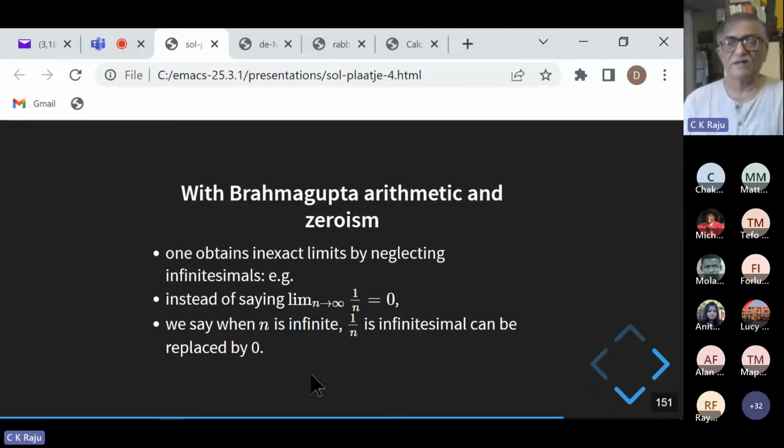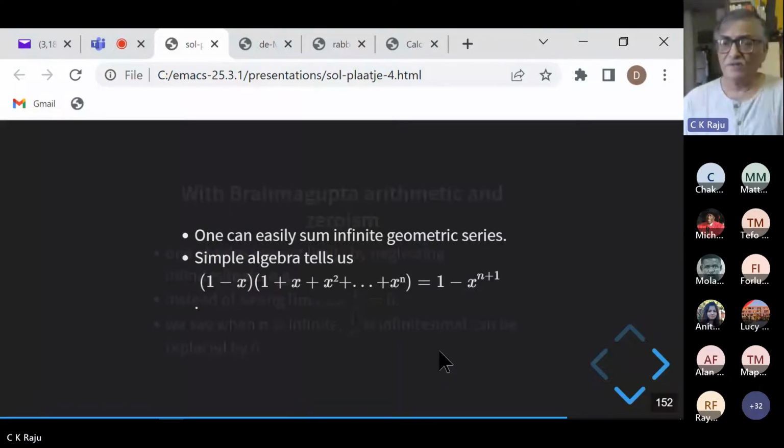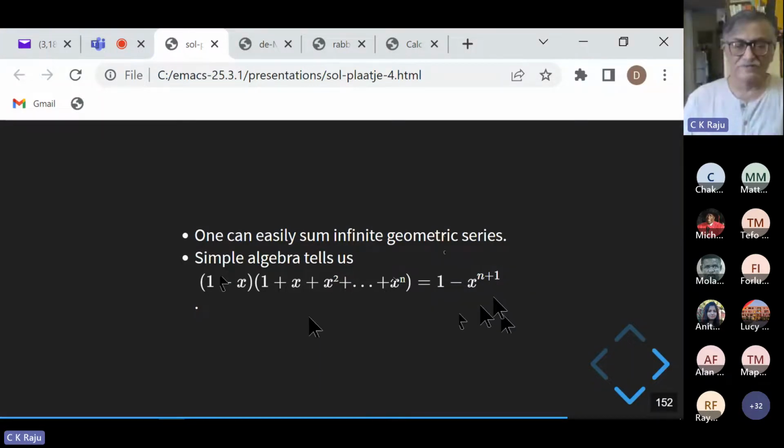So with these two features of arithmetic, Brahmagupta arithmetic and zeroism, you can obtain inexact limits quite easily. Instead of saying limit as n tends to infinity, 1 by n equals 0, you just say when n is infinite, 1 by n is infinitesimal and can be discarded and replaced by 0. So you can also sum an infinite geometric series. If you do this simple algebra, 1 minus x into 1 plus x plus and so on up to x raised to n, it's 1 minus x raised to n plus 1. It's very easy. It just cancels the alternate terms.